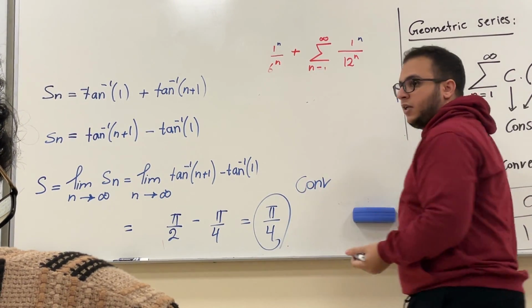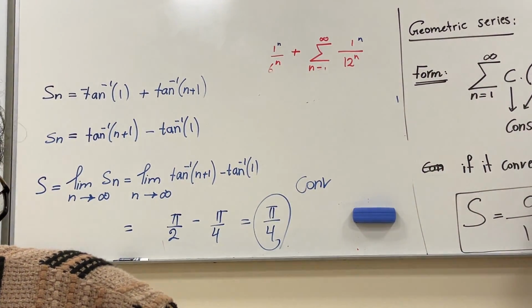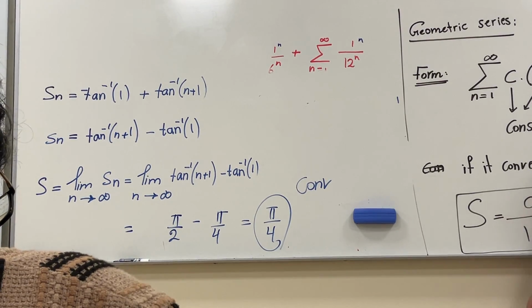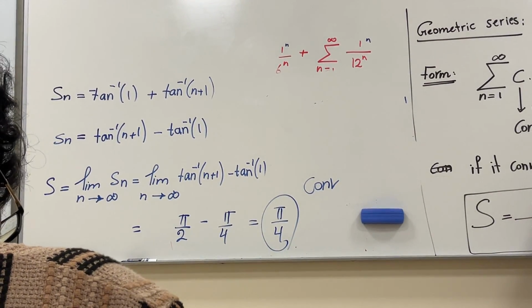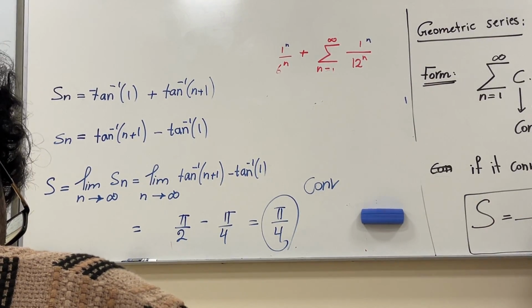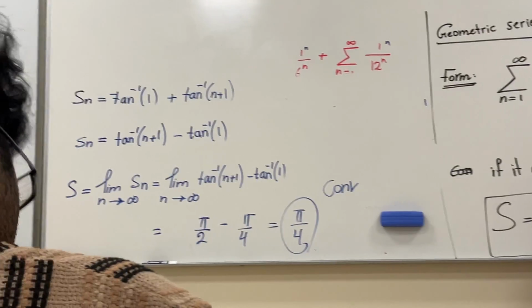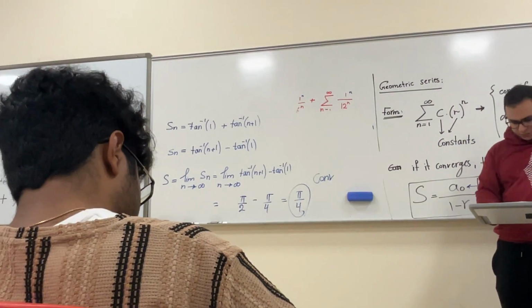Therefore, since the sum is a finite number, it converges. Is it clear? Yes. There are a couple of harder examples which we'll do next time. Okay? Let's do the quiz.